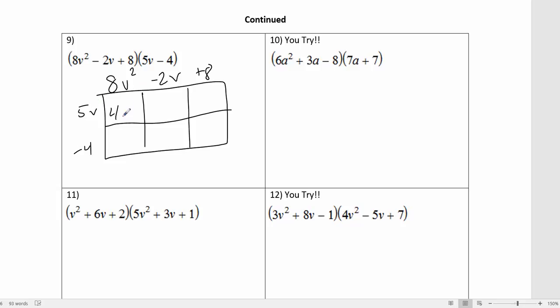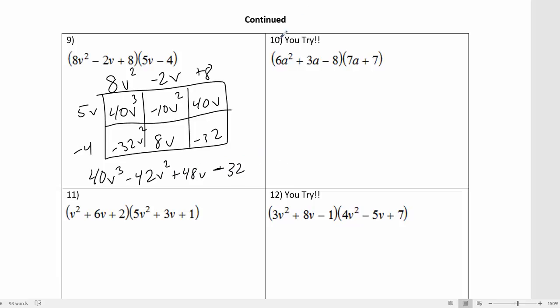So 40v to the third, we got negative 10v squared, we got a 40v. It's pretty simple there. Then negative 32v squared here, that's an 8v, two negatives make a positive, and now we have a negative 32, and then I can just pop out. So 40v to the third, remember diagonals are going to be combinable. I don't know if that's a word, but makes sense to me. Minus 42v squared, and then these here are 48v, and then the minus 32 at the end. So go ahead and try number 10, pause the video, and then hit play when you're done.